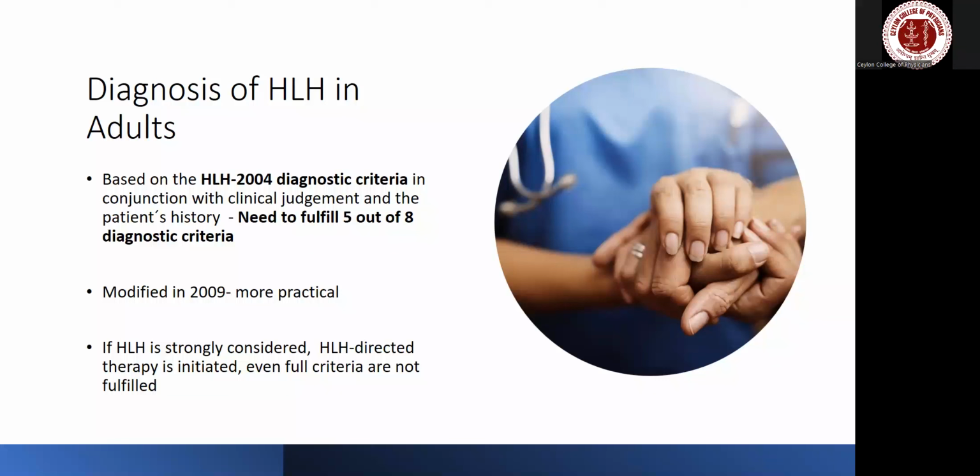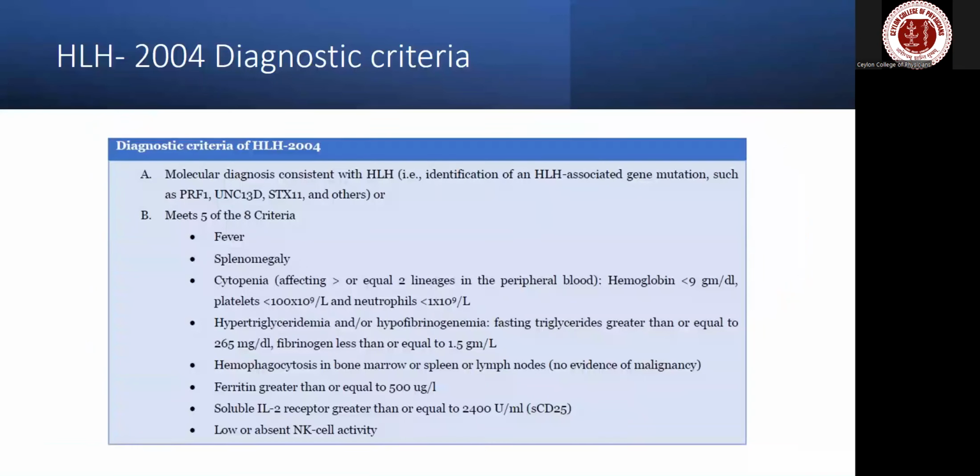And it is advised, if we are strongly suspecting HLH, you do not have to wait until you get the 5 out of 8 diagnostic criteria. We can just start the HLH-directed therapy. So here you can see the 2004 diagnostic criteria. You have to fulfill either A or B. A is quite out here in Sri Lanka. The molecular diagnosis is not feasible here. And in B, you have to meet 5 of the 8 criteria: fever, splenomegaly, and cytopenias affecting 2 or more cell lines.